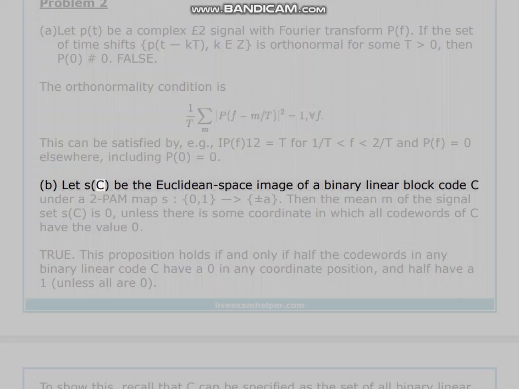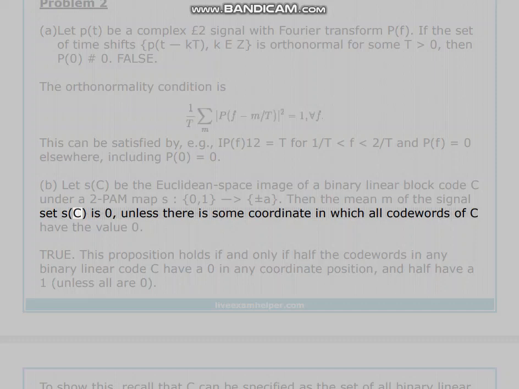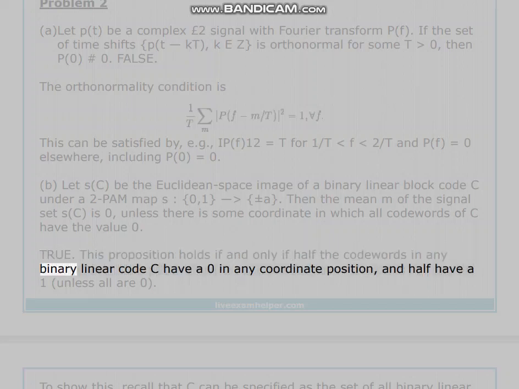B. Let S(C) be the Euclidean space image of a binary linear block code C under a 2-PAM map S: {0, 1} → {±α}. Then the mean m of the signal set S(C) is 0, unless there is some coordinate in which all codewords of C have the value 0. True. This proposition holds if and only if half the codewords in any binary linear code C have a 0 in any coordinate position, and half have a 1, unless all are 0.